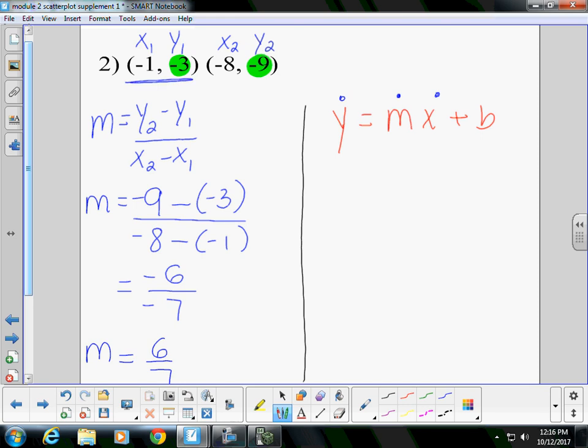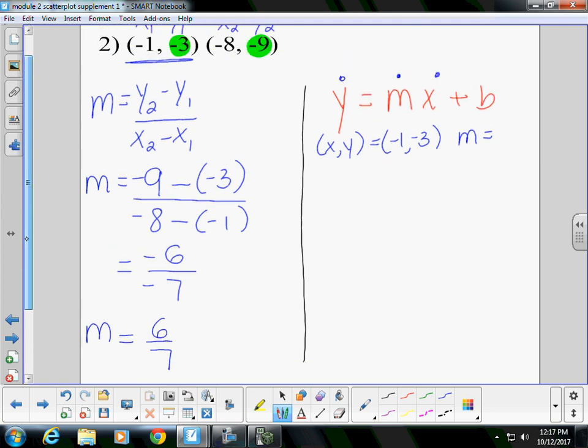Okay, so I'm going to use -1, -3 for my x and my y, and then remember for the m, we got 6/7. So that's everything I'm going to plug in. Looking at this equation, for y, I'm going to put -3. For m, I'm going to put 6/7. And for x, I'm going to put -1. And then plus b. B is what we're trying to solve for. Okay, first step, multiply. 6/7 times -1 is -6/7.